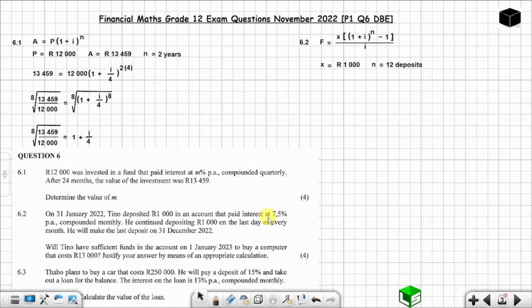You have the interest is 7.5% per annum compounded monthly. So i is equal to 7.5 divided by 100. You're going to get 0.075 divided by 12, because this is compounded monthly. Okay, you divide by 12 because this is compounded monthly.